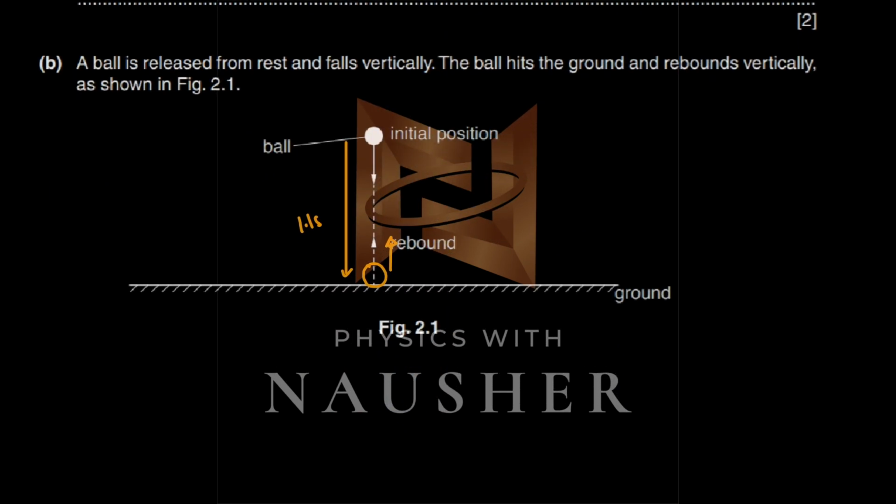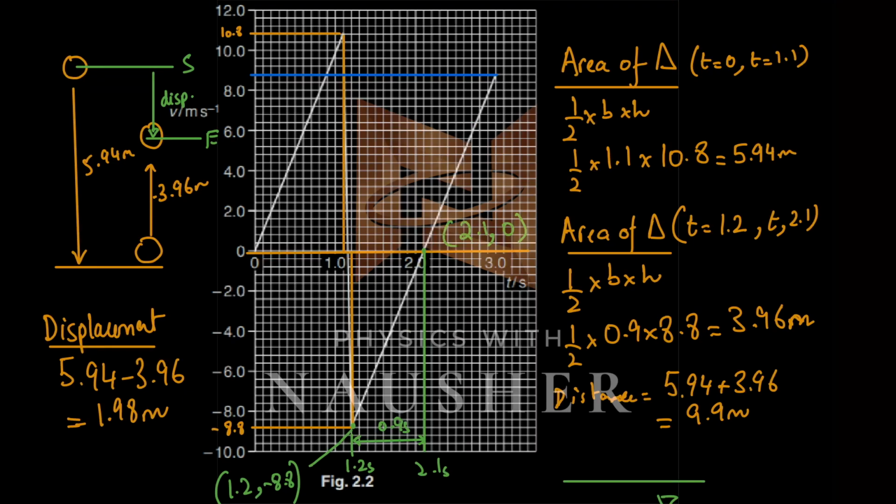The graph will show you that it goes down, and just before hitting the ground, the time that has elapsed is 1.1 seconds. Then it rebounds upwards. So let me walk you through this. When your ball falls down, the speed increases all the way to this point. Your maximum speed is 10.8 meters per second just before hitting the ground, and the time is 1.1 seconds.